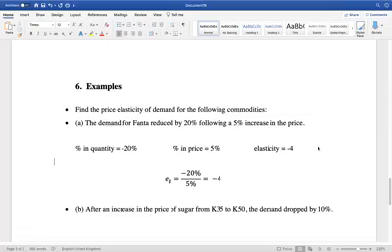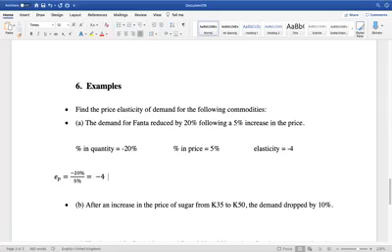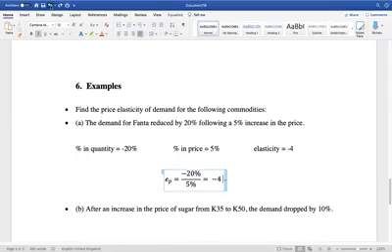Can someone give us the interpretation of this elasticity? What is our interpretation? Yes, Aubrey? I'm still thinking about it, sir. You're still thinking about it? Okay. Anyone else? Jackson? It is elastic, yes. Thank you very much, Jackson.